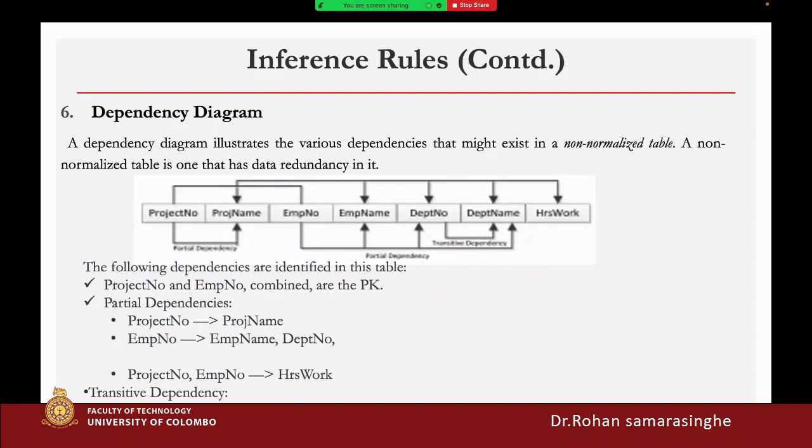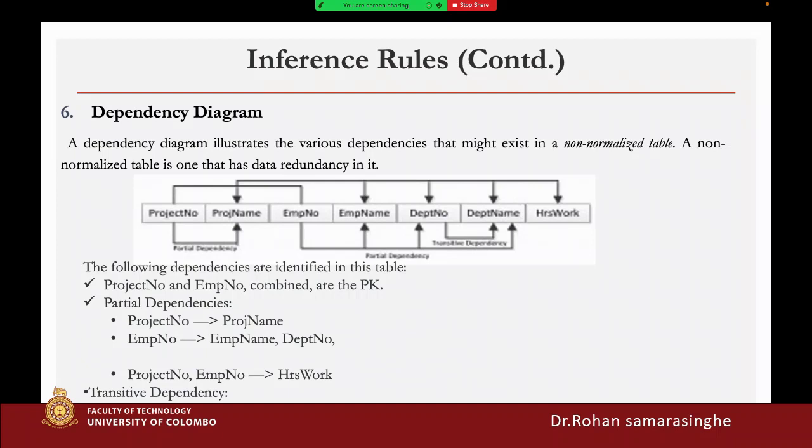Next inference rule is the dependency diagram. I have explained this kind of diagram several times. A dependency diagram illustrates the various dependencies that might exist in a non-normalized table. You know that for the past 2 weeks we have been discussing how to convert a non-normalized table to a normalized table.